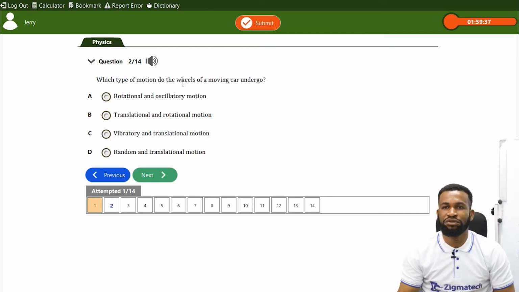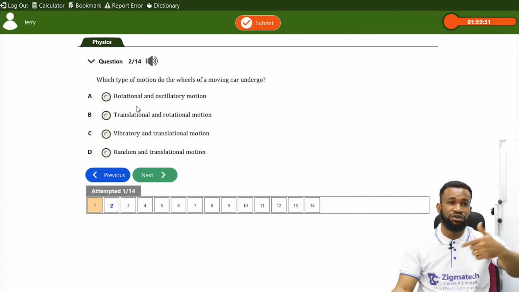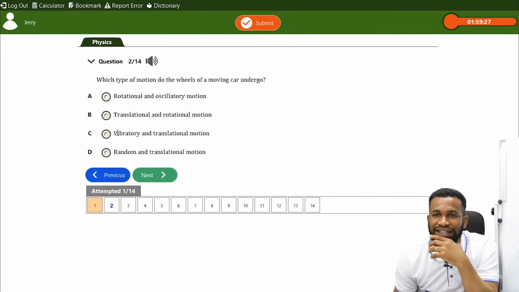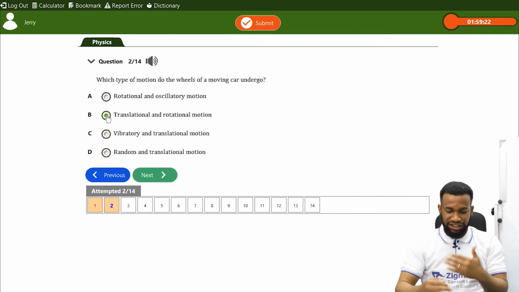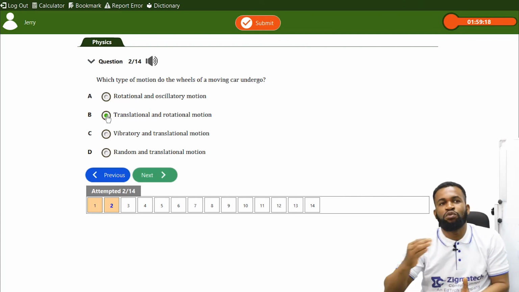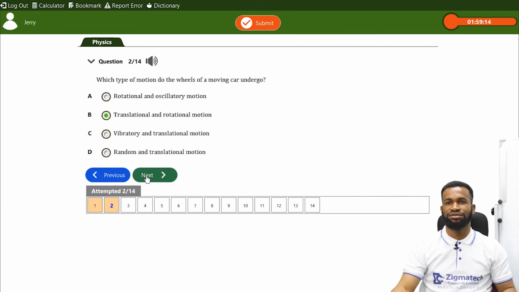What type of motion do the wheels of a moving car undergo? The wheel of a moving car does two things. It is rolling, but it is still moving from one point to the other. So I'm going to say rotational motion and translational motion. So it's rotating, the wheel of a car is rotating, yet it's still moving from one place to the other. So that is what I'm going to choose.